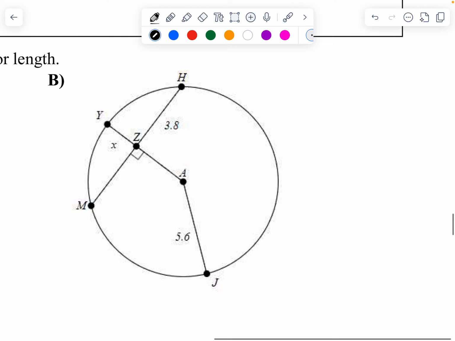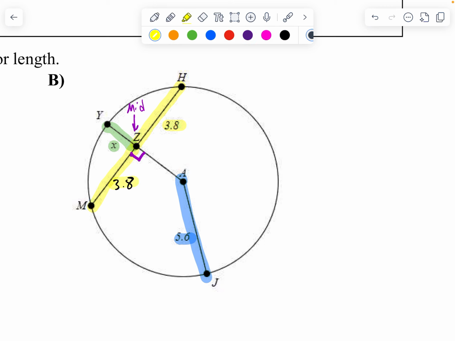The next, we have this one. So we have 3.8 is that distance, x is this distance, and 5.6 is that one. And then we say, okay, well, first off, we have some important info here, and that's that right angle, which tells me that z is now a midpoint, because if I have that right angle, I know this is a midpoint, which tells me that if this is 3.8, well, that should also be 3.8. Huzzah, right?